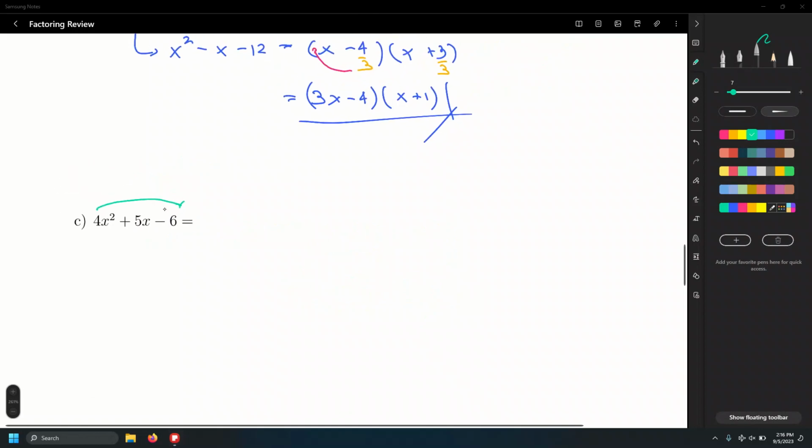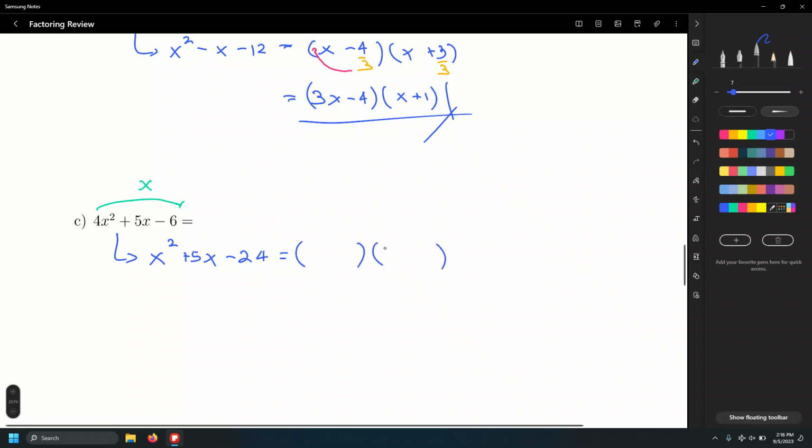Still multiply the leading coefficient with the constant term. That becomes 4 times negative 6, that's negative 24. So the leading coefficient magically disappears. The plus 5x remains the same. And the negative 6 becomes whatever we get from multiplying 4 with negative 6, which is negative 24.